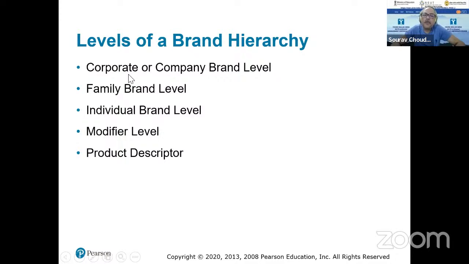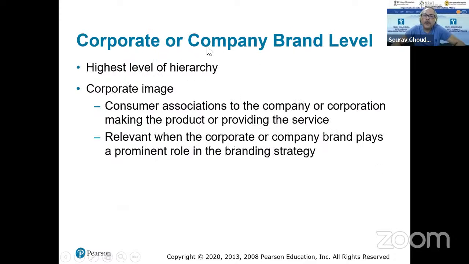Levels of brand hierarchy: corporate or company brand level, family brand level, individual brand level, modifier level, product descriptor. So the corporate or company brand level is the highest level of the hierarchy, the corporate image. Nestle, Unilever, P&G, these are all brand names, right? Godrej, ITC, corporate brands. Correct? It represents the corporate image, which consumers associate with the company or the corporation making the product or providing the service.